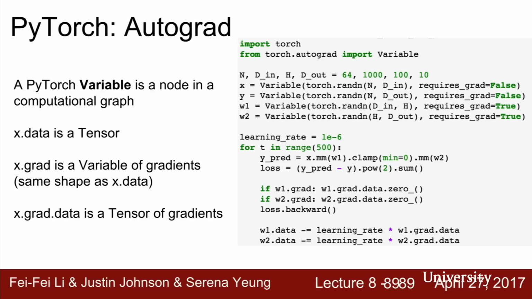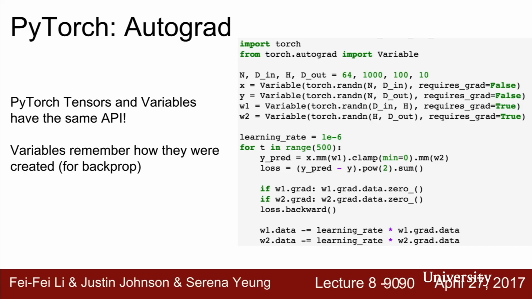So here, if x is a variable, then x.data is a tensor, and x.grad is another variable containing the gradients of the loss with respect to that tensor. So x.grad.data is an actual tensor containing those gradients. And PyTorch tensors and variables have the exact same API. So any code that worked on PyTorch tensors, you can just make them variables instead and run the same code, except now you're building up a computational graph rather than just doing these imperative operations.